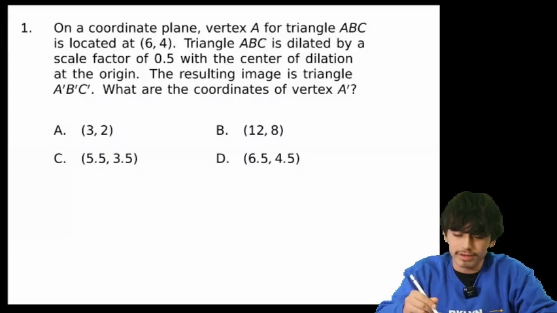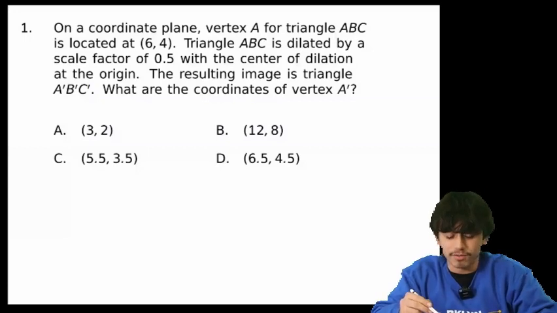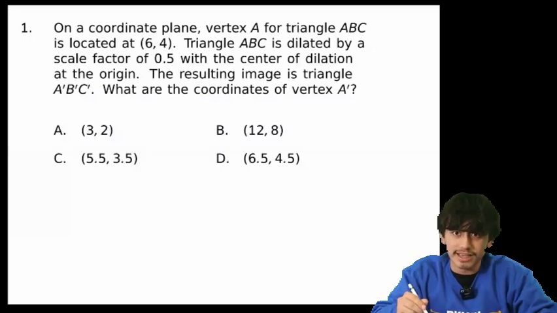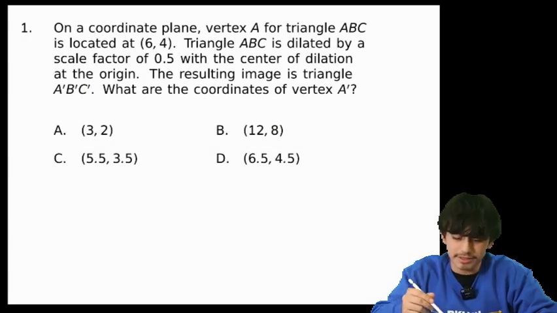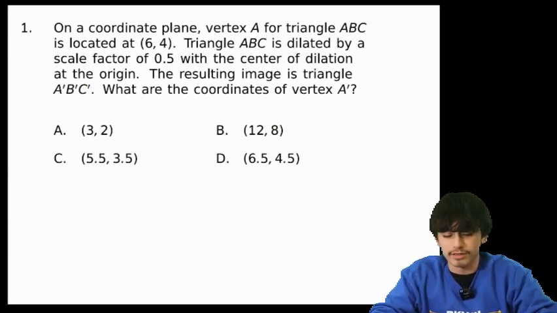On the coordinate plane, vertex A for triangle ABC is located at (6, 4). Triangle ABC is dilated by a scale factor of 0.5 with the center of dilation at the origin. The resulting image is triangle A prime, B prime, and C prime. What are the coordinates of vertex A prime?